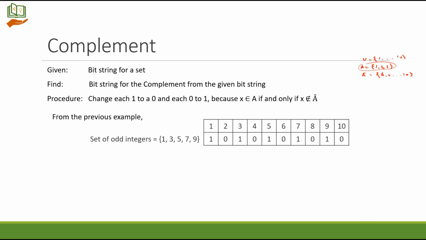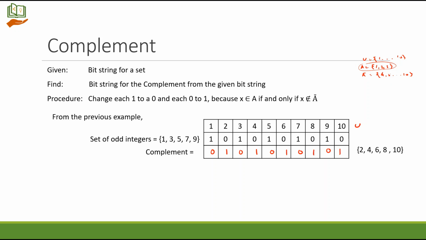From the previous example, we'll pick the set of odd integers. This was the representation that we saw from the universal set. Now we have to find the complement. How do we find it? We should change all 1 to 0 and then change 0 to 1. What is this set actually? This is 2, 4, 6, 8, 10. Is this the complement of this particular set? Yes, this is the complement.